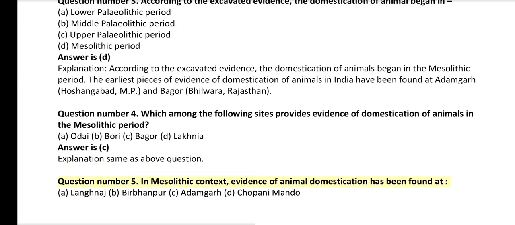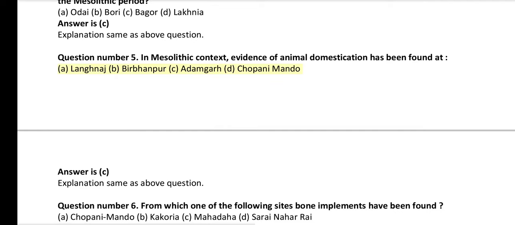Question number 5. In Mesolithic context, evidence of animal domestication has been found at A. Langnaj, B. Birbhanpur, C. Adamgarh, D. Chopani Mando. Answer is C. Explanation same as above question.